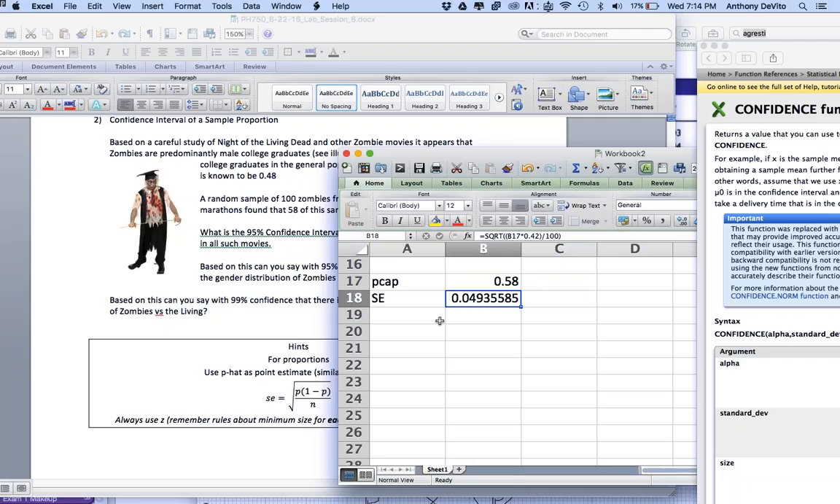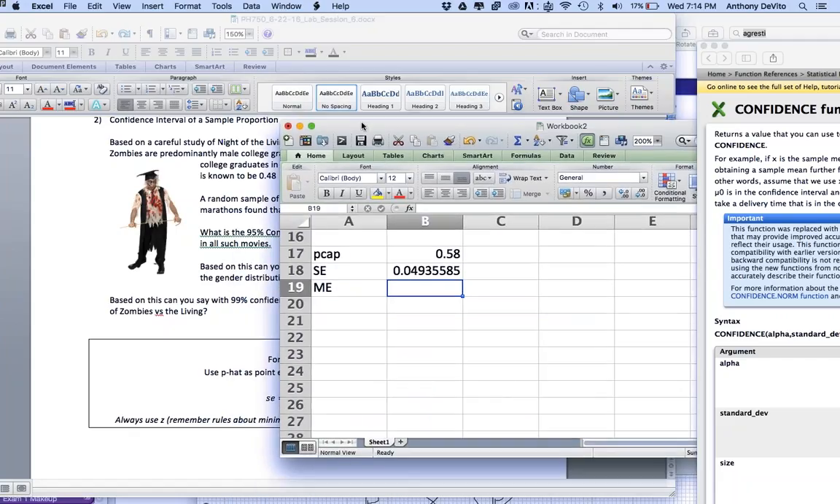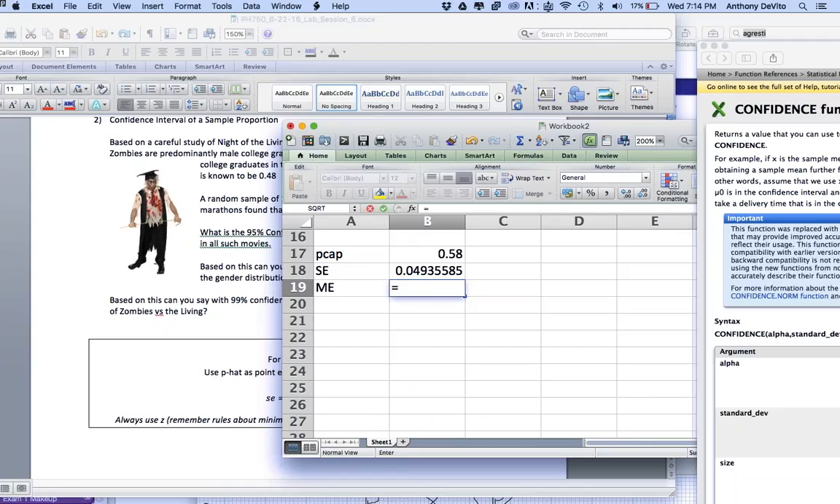So now I have to calculate my margin of error. What level of certainty do we want? What confidence interval? 95% confident. So our margin of error is going to be equal to 1.96 times 0.49, right? That's our margin of error. That's the amount that I'm going to add and subtract to my point estimate. I kind of added an extra step there. I didn't do it all in one step.